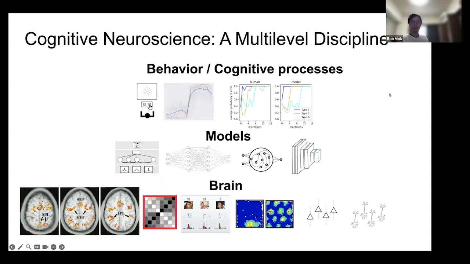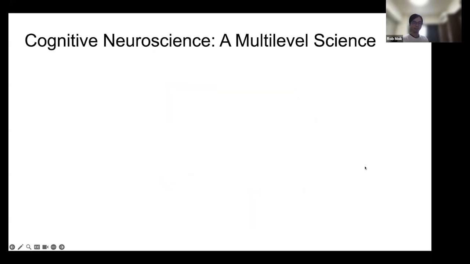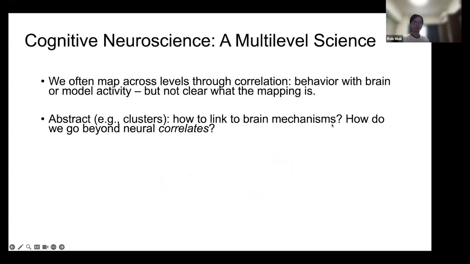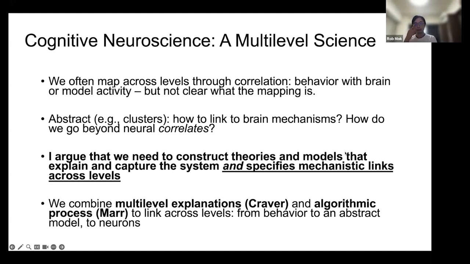So I mentioned we have a multi-level discipline, and we need to consider various levels here. And so we map across levels through correlation. We might have behavior with the brain or model activity, but it's not really clear what the mapping is. So how do we link, for example, things like cluster or some value to brain mechanism? How do we go beyond these correlations? And so I'm going to argue that we need to construct theories and models that explain and capture the system, specifying the mechanistic links across levels.